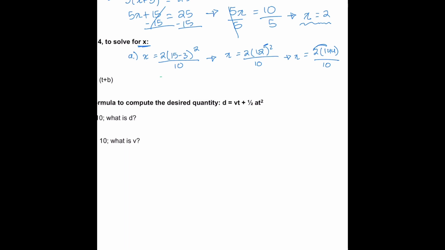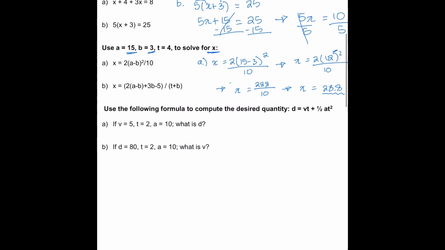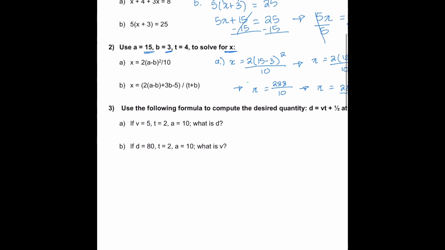In this case, it'd be x equals 288 over 10. Now you simply solve for that. 288 divided by 10 would give you your answer of x equals 28.8. So that is for question number 2, part A. So you would get x equals 28.8.